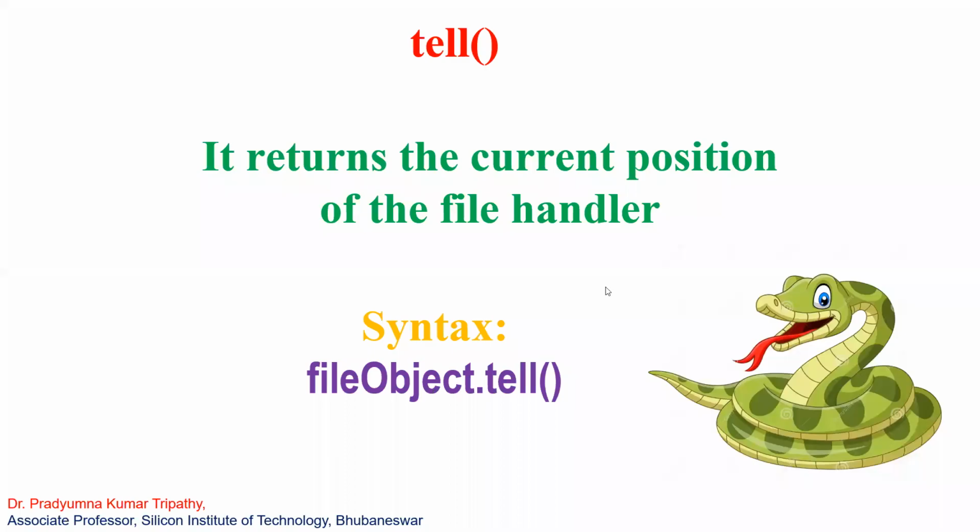Right? This is a tell function. The tell function returns the current position of the file handler. As I have already told, whenever a file is opened in any of the modes, a file handler is associated with it. The moment you write file object dot tell, it returns the current position of the file handler.